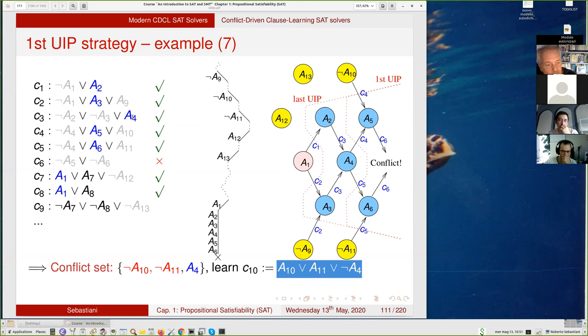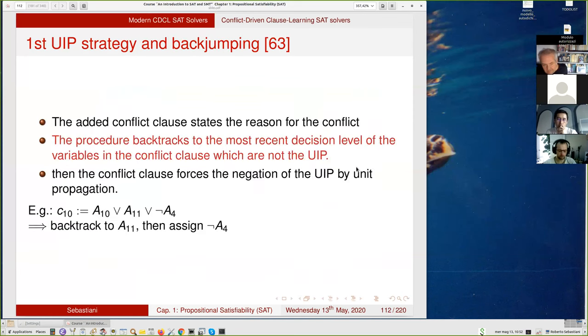Look, if I had decided A1 here, even if the decision on A4 were not due to unipropagation but just to a mere decision, I would have unipropagated A5 and A6 and failed on the very same clause. So the main conflict was caused not by A1, but by a more recent one. So doing that, I'm able to jump much higher. The procedure backs up to the most recent decision level of the variables in the conflict clause which are not the UIP. So take the most recent assigned literal which is not the UIP, so the second most recent assigned literal, and you branch exactly at that level, which is A11.